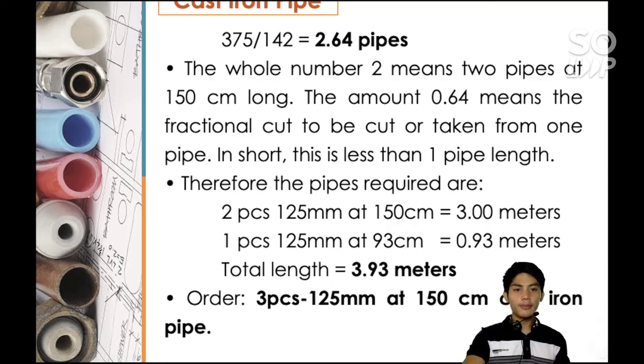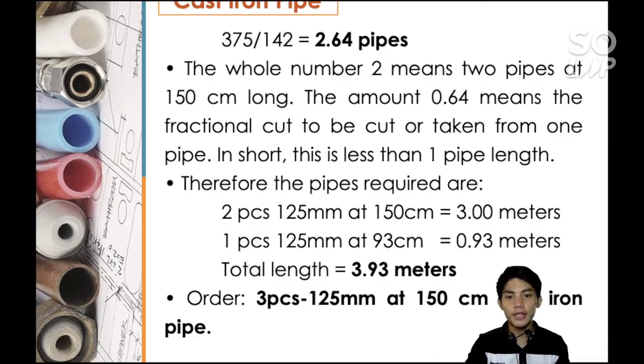The whole number 2 means 2 pipes at 150 centimeters long. The amount 0.64 means the fractional cut to be taken from one pipe. So in short, this is less than 1 meter pipe length. Therefore, the pipes required are 2 pieces of 125 millimeter at 150 centimeters equals 3 meters. Then 1 piece of 125 millimeter at 93 centimeters equals 0.93 meters. So the total length is 3.93 meters. So now we order 3 pieces of 125 millimeter at 150 centimeter cast iron pipe.